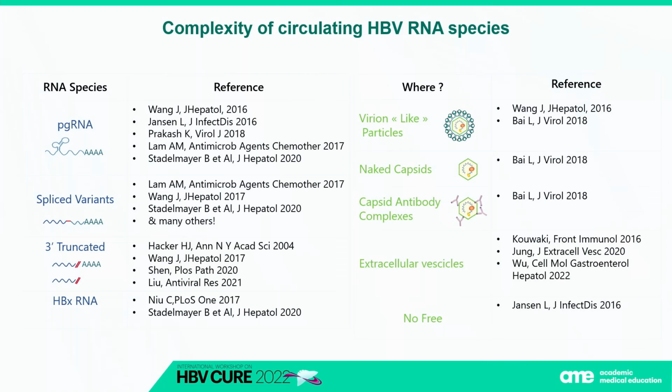But since then, a number of publications demonstrated the complexity of circulating HBV RNA species. So not only pregenomic RNA, but a lot of splice variants that can really vary in quantity and heterogeneity across phases, a certain heterogeneity at the 3' end of these RNA that can be truncated, polyadenylated or not, also in correlation with nuc treatment, the presence of HBx RNA, and also the fact that capsids and virions were not the only shuttling elements of RNA in the serum.